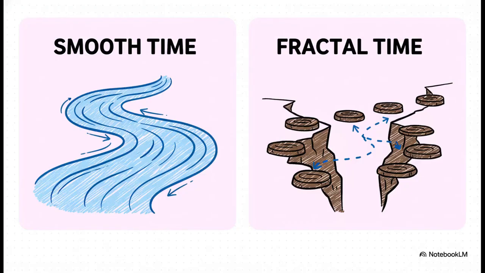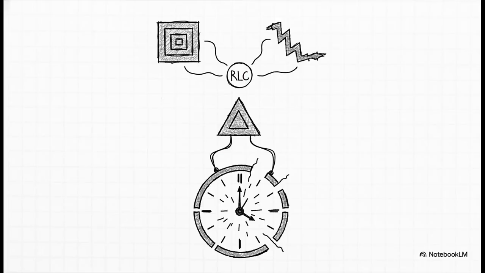Probably the best way to think about it is this. Normal, everyday time is like a river that's flowing smoothly and continuously. Fractal time, on the other hand, is like trying to cross that same river by hopping from one stone to the next. You're still moving forward, sure, but your progress is gappy, it's irregular, and it's defined by the weird pattern of the stones. So here comes the grand experiment.